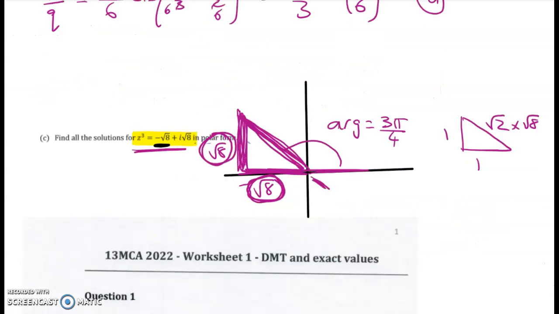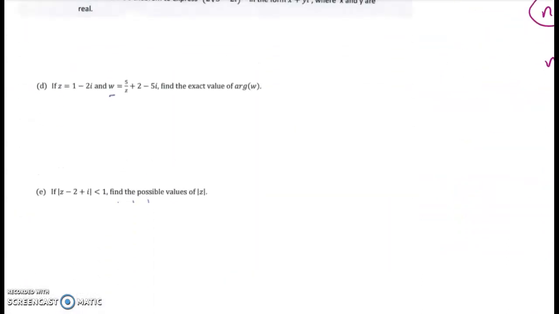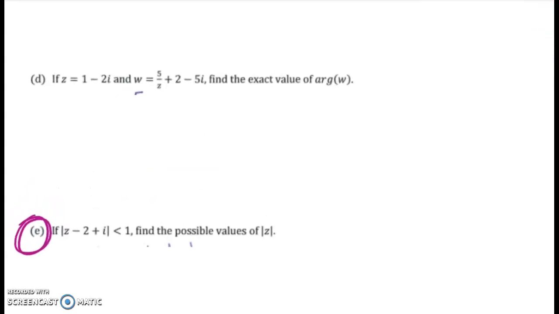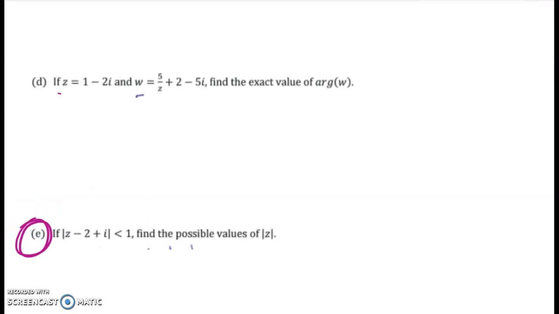Right, 2 questions to go. The next one, part D, is I think a pretty easy merit question, and then we've got this excellence one. So let's look at this one first. We've got Z here, and then W is equal to 5 over Z plus 2 minus 5i, and we have to find the argument of W. 2 ways to do this, and I'm going to show you the good way first.